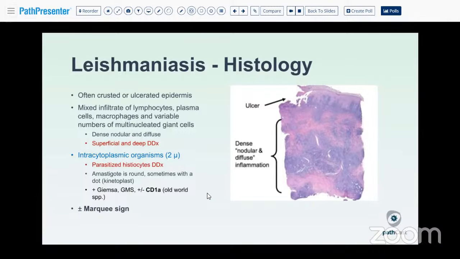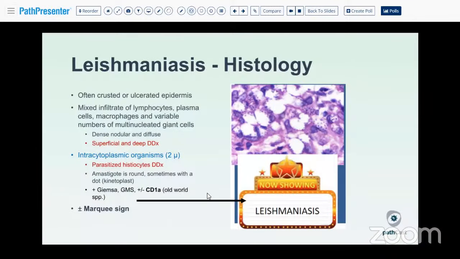The marquee sign is something that we can see in leishmaniasis and is a helpful clue. So what that is, like a marquee showing with light bulbs all around, is when the organisms line up at the edge of the histiocyte. That is called the marquee sign.